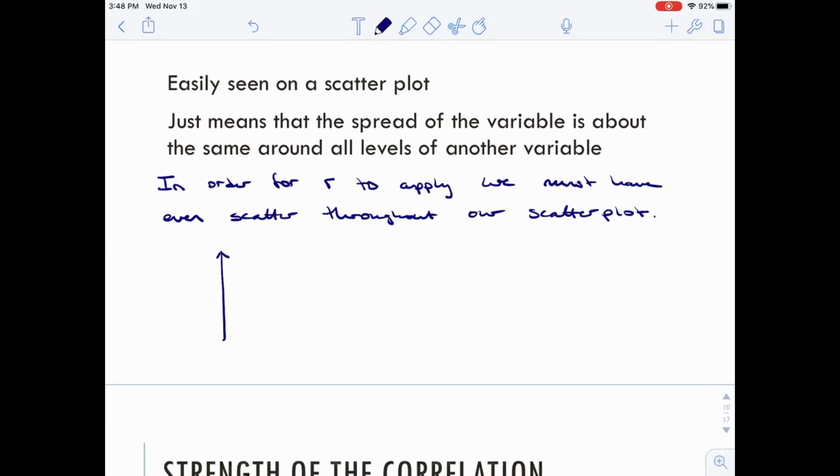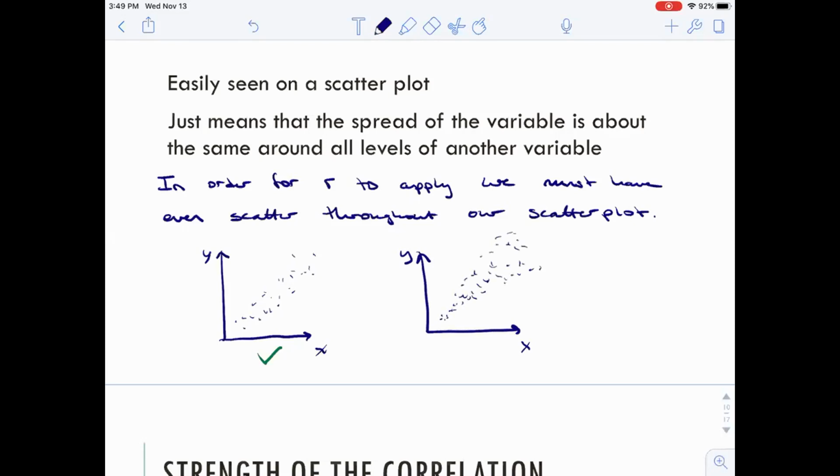So if we have, I'll just do a fake plot again, something like this, we've got even scatter, or roughly even scatter. That's good. Use a little green check mark. Whereas if we have a situation like this, now I'm going to need to focus a little bit.